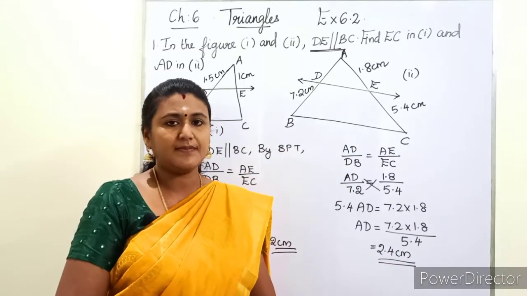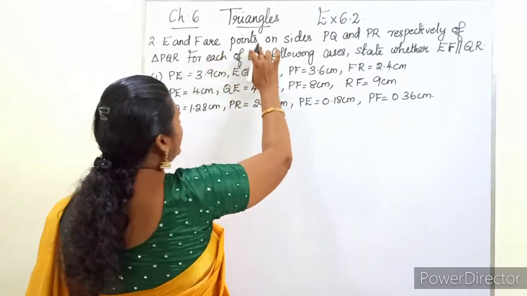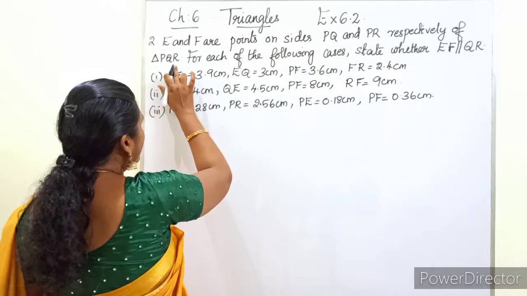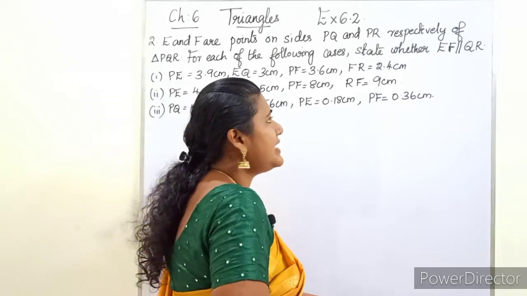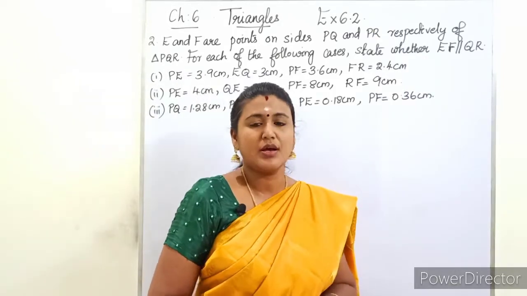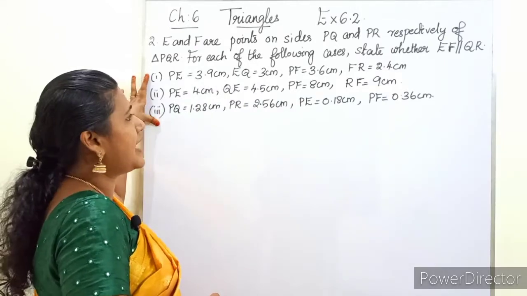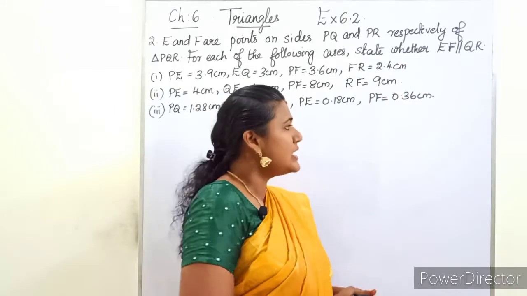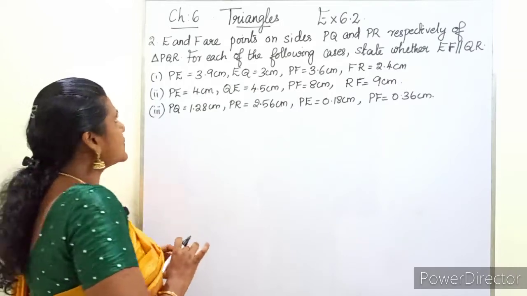Now, next question. Question number 2. E and F are points on sides PQ and PR respectively of triangle PQR. For each of the following cases, state whether EF is parallel to QR. So in this question, there are three subdivisions. In each case, we have to prove whether EF is parallel to QR or not. So first we will draw the diagram, then we will do each question one by one.